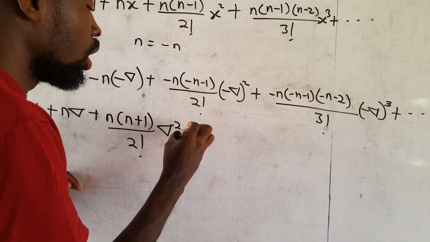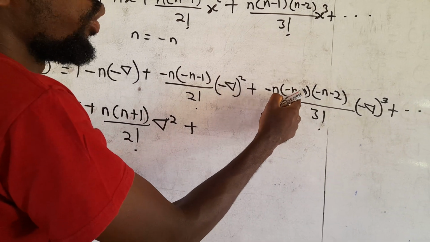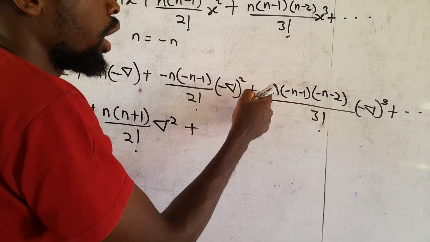Then let's do it again. So we can also get plus. When we factor out negative out here, it will affect this. That becomes positive.